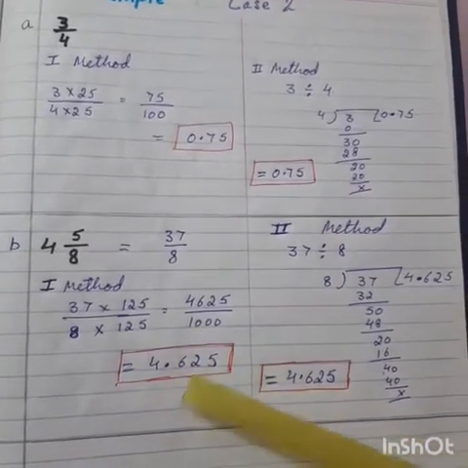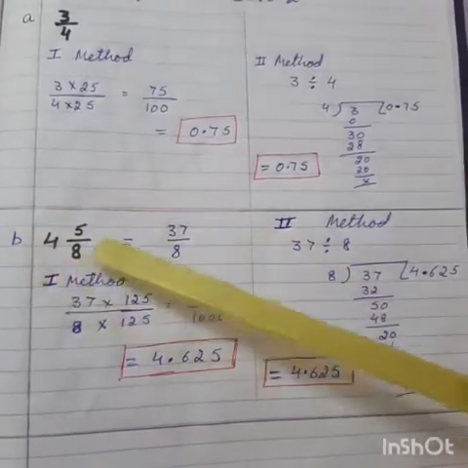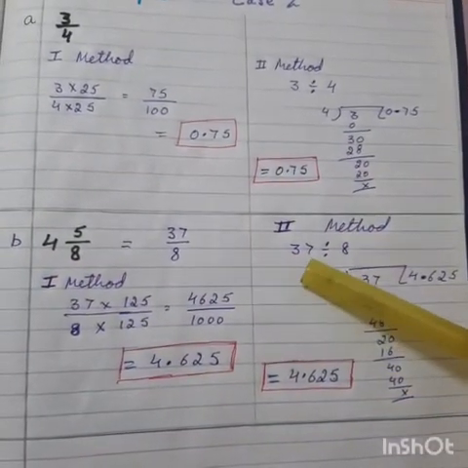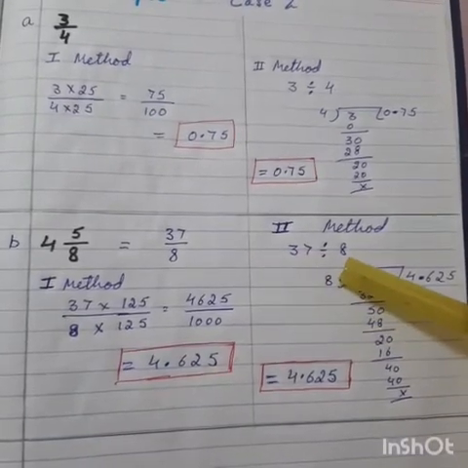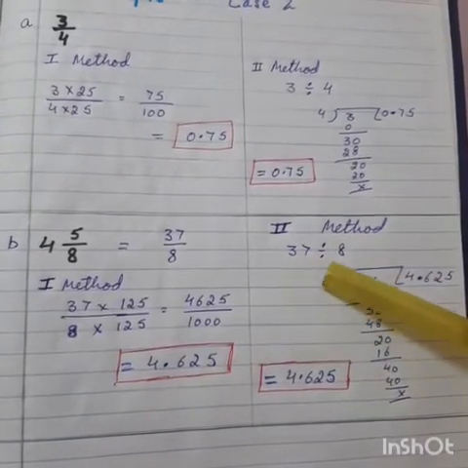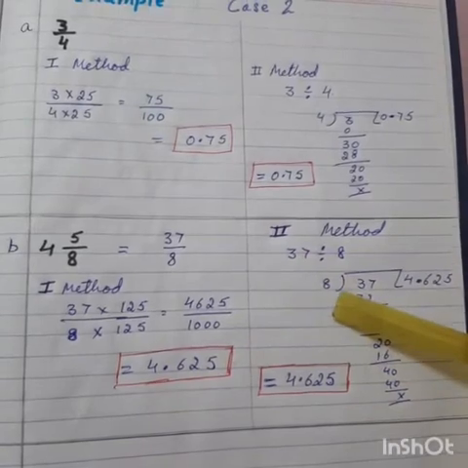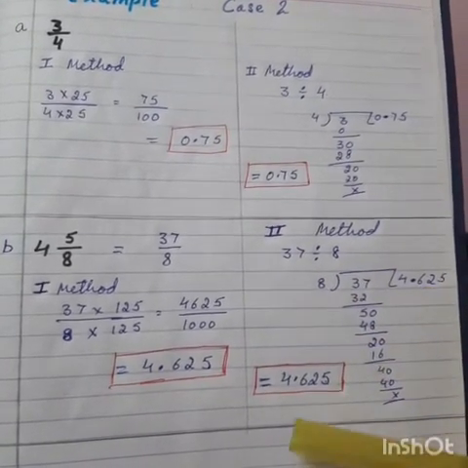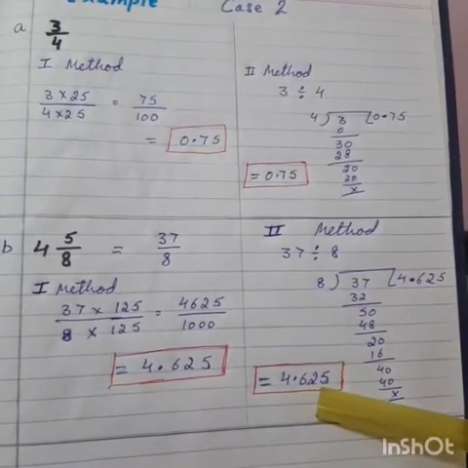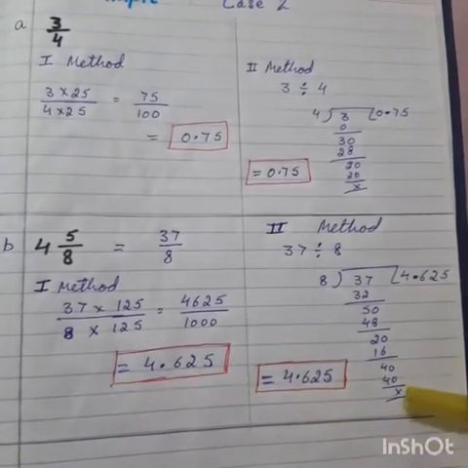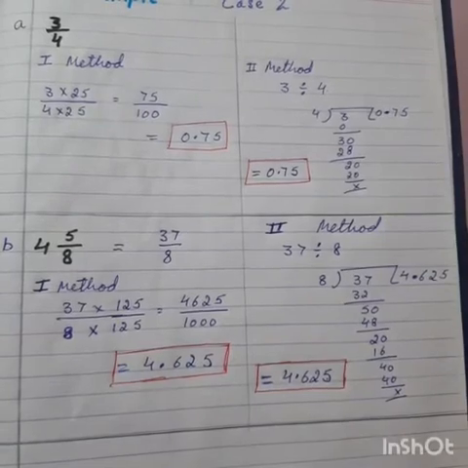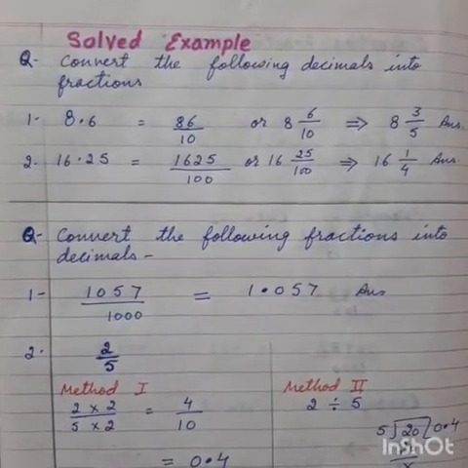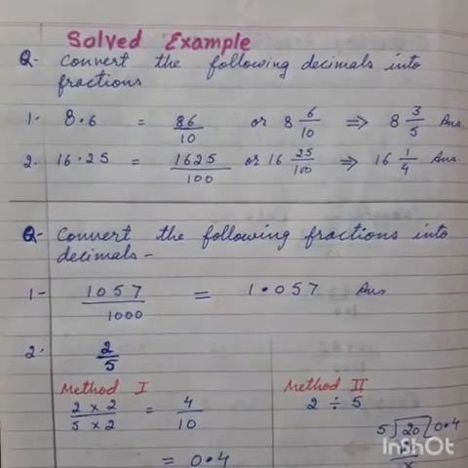The second method of converting this mixed fraction into a decimal is this one. You can see we can divide the numerator by the denominator, that is 37 is divided by 8, and when we divide it by 8 we get the same result again, that is 4.625. So these are the steps you can see and follow. Now to make it more clear, let us see some solved examples.